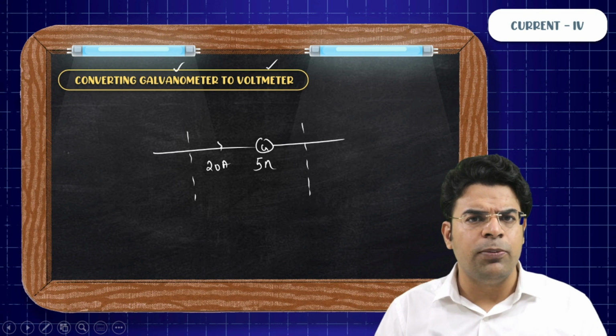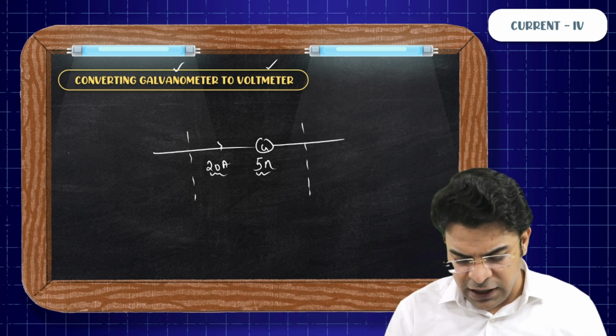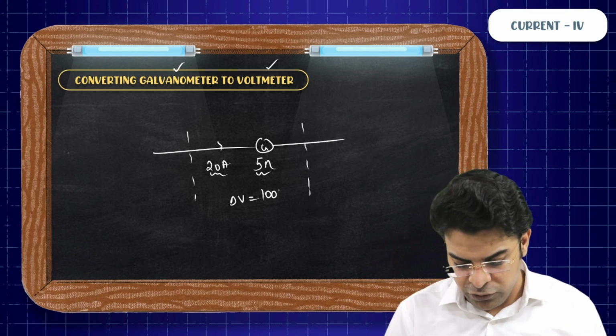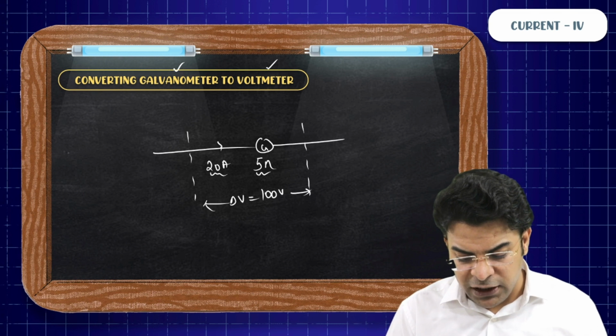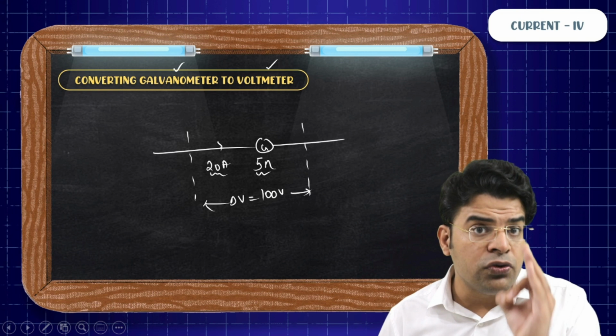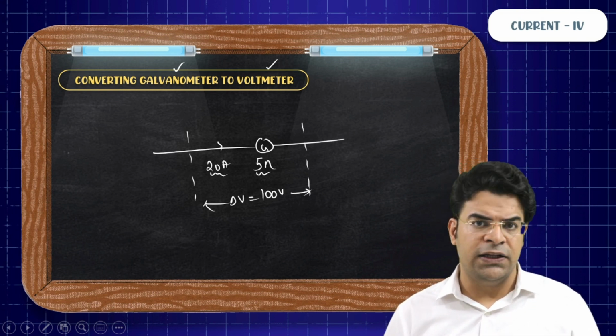So you will say that the potential drop has to be equals to I into R. Current is 20, resistance is 5. So the potential drop that has to be applied is 20 into 5, which is 100 volt. So a potential drop of 100 volt has to be applied across this galvanometer for it to show full scale deflection. Now they will ask you questions like this.